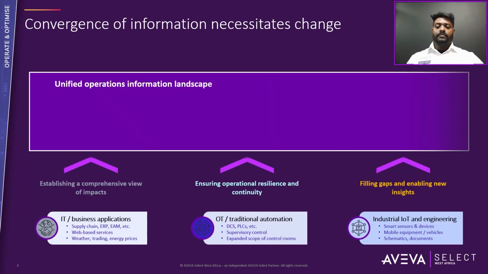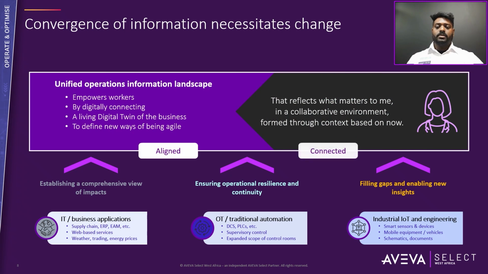Next, we look at convergence of information that necessitates change. Basically, here we ask ourselves, is there an end state vision? How will we operate? How will the different teams work? If we look at the different departments at the bottom, we have the IT, business applications, the OT, traditional automation, and the industrial IoT and engineering.